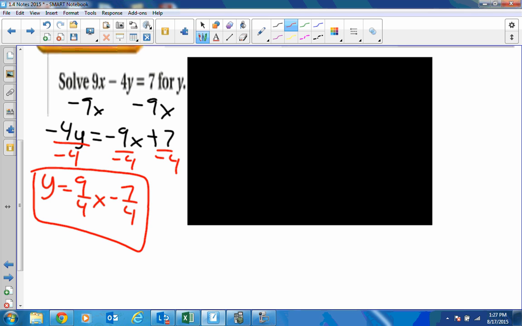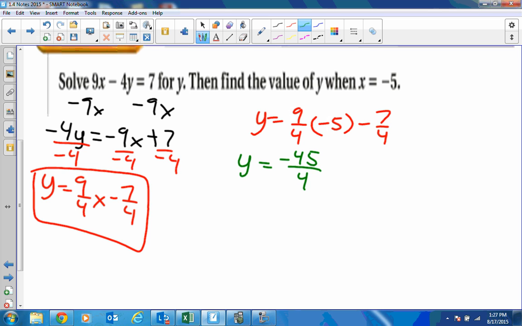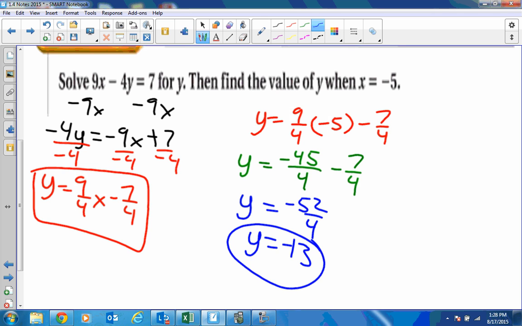Once you do that, then we can do what this asks us to do, which is find the value of y when x equals negative 5. So then you can plug it in: y equals 9 fourths times negative 5 minus 7 fourths. So y equals negative 45, because 9 times negative 5 is negative 45, over 4 minus 7 fourths, which gives us y equals negative 52 over 4, which gives us negative 13. Again, you have to have both parts to have the right answer. You can't just solve for y equals negative 13. That's what a lot of people like to do. You have to solve for the variable first, then you have to get the other answer.